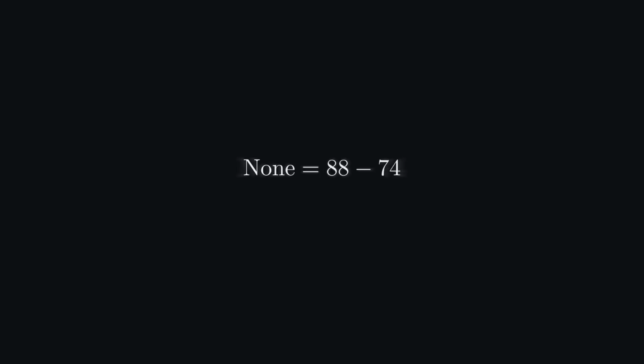Now, let's find out how many tourists visited none of the continents. We calculate that 14 tourists visited none of the three continents. This line says none equals 88 minus 74 equals 14.